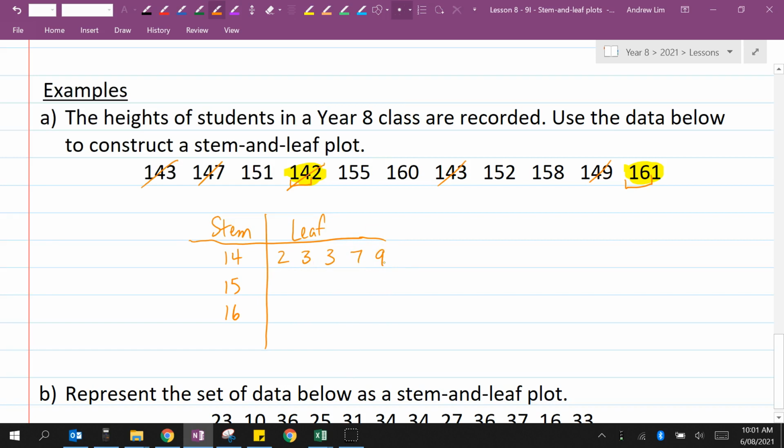Alright, what about the 150s? So the smallest one here is a 151, and then a 152, and then a 155, and a 158. Okay, 160s, there's a 0, and then there's my 1. And now I'm done. And you'll notice here that I've organized this so that it's nice and neat. They're all in line with each other, all in line. Okay, so just make sure that you make it nice and neat.